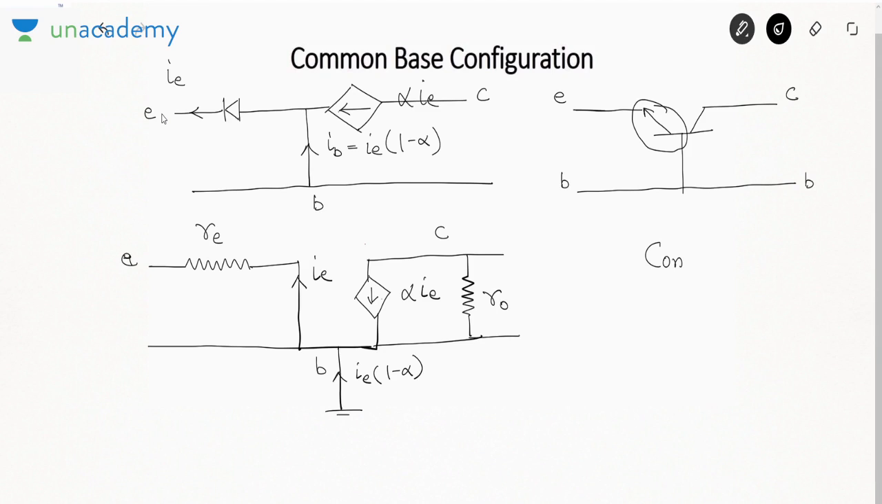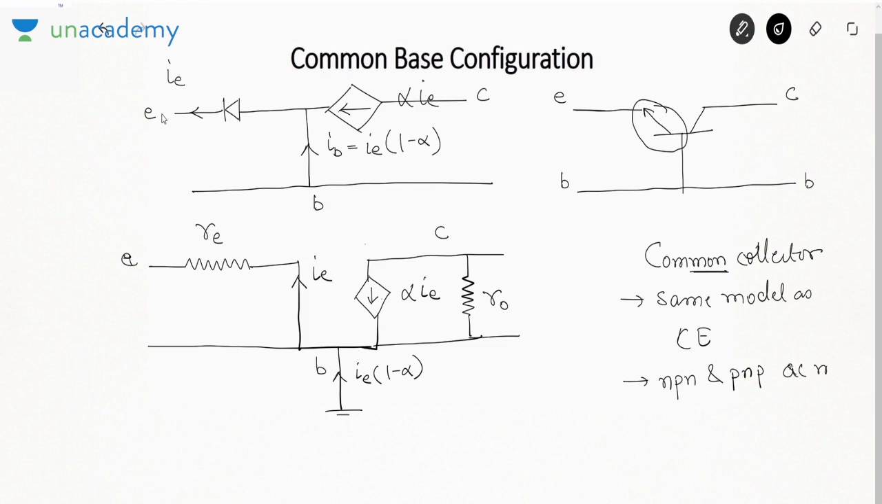Now the last configuration is common collector. In common collector we make use of the same model as common emitter. And remember, when we talk about NPN and PNP, the AC model is the same. Why is the AC model the same? Because an AC signal is positive for one half cycle and negative for the other half cycle. That means even if a PNP transistor is applied, there will be no change in the AC model. But DC current always flows in one direction, so we have to interchange the current direction in PNP and NPN transistors.